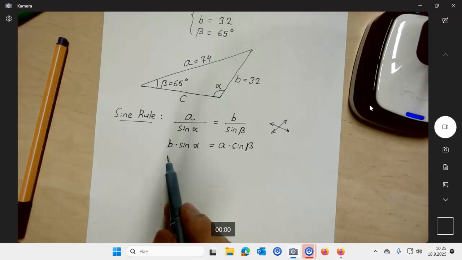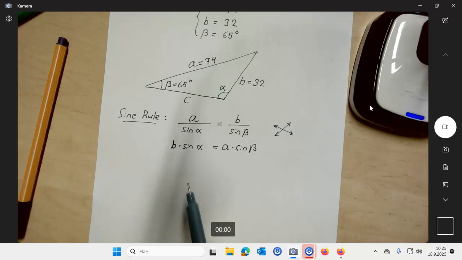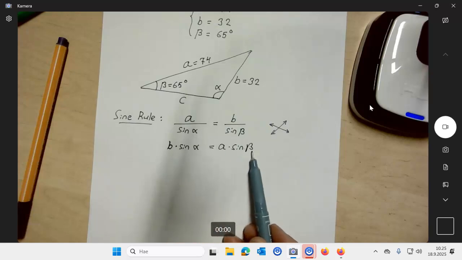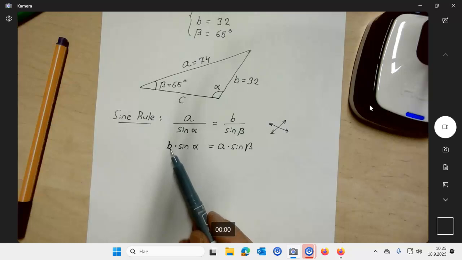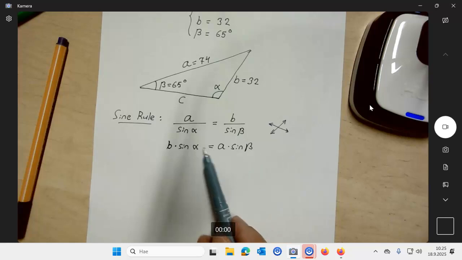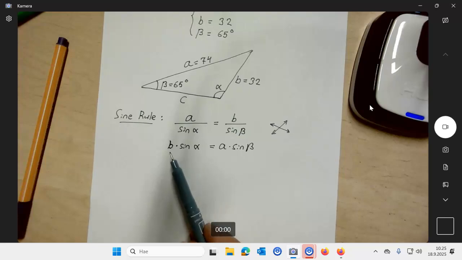Sometimes the sine rule is also written in this format, so you get one side here and the opposite angle in the end of the equation. So if there is B here, there is beta in the end of the equation. And in this between part, there are alpha and the opposite side A. Sometimes in some books of formulas, there may be this kind of equations in the place of the sine rule or the law of the sines.